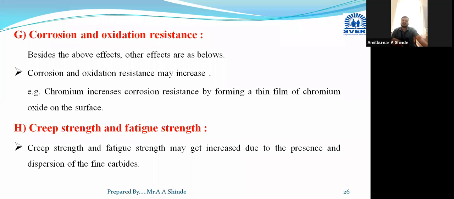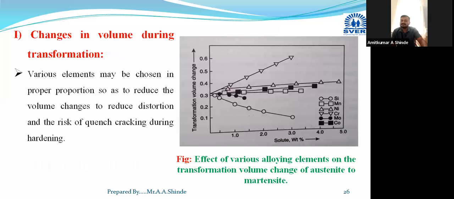Due to the formation of carbides, another effect on the properties will be like this: the creep strength and fatigue strength of that steel will get increased. Okay, more fatigue strength or more creep strength will be there due to the formation of fine carbides. Whenever carbide formations are there and these are very fine in nature, then they will improve the creep strength and fatigue strength of the steel.